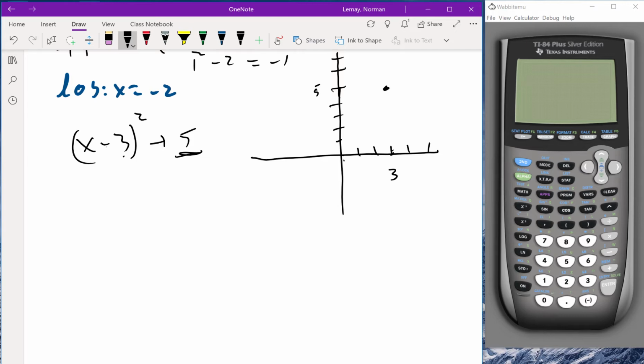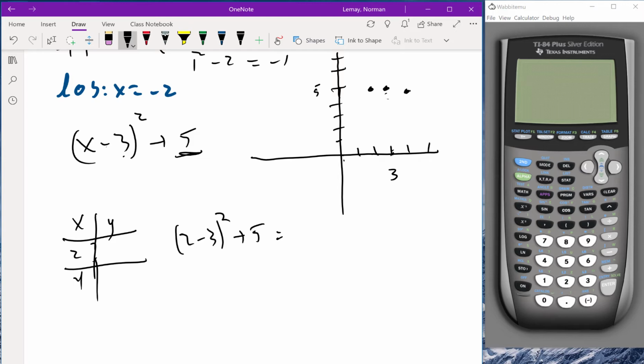Okay. So again, let's just note that if I go 1 to the right and 1 to the left, I get x and I get my y. Notice if I go to the left, x is 2, and if I go 1 to the right, x is 4. So if I plug a 2 in here, I get 2 minus 3 squared plus 5, which is negative 1 squared plus 5, which is 1 plus 5, which is 6. So for this one I'm going to get a 6, and I'm just going to tell you now, for the sake of time, that one there is going to equal 6 as well.